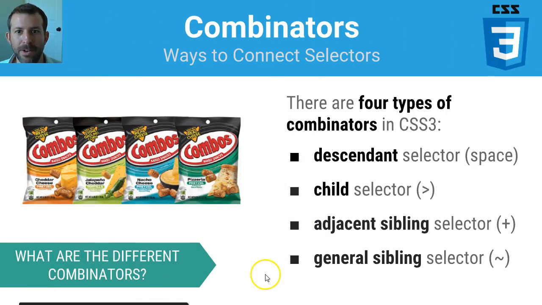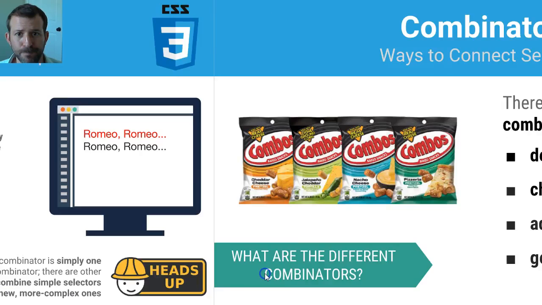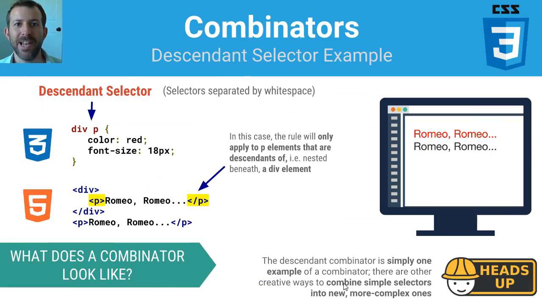All right, combinators, ways to connect selectors. There are 4 types of combinators. I don't expect you to know all these, but I want to give you some exposure to it. We have one that's called the descendant selector, one that's called the child selector, one that's called the adjacent sibling selector, and one that's called the general sibling selector. Combinators are ways of connecting selectors together.